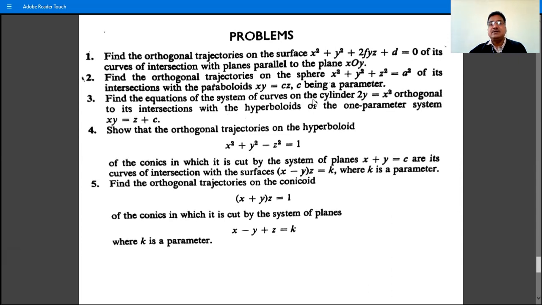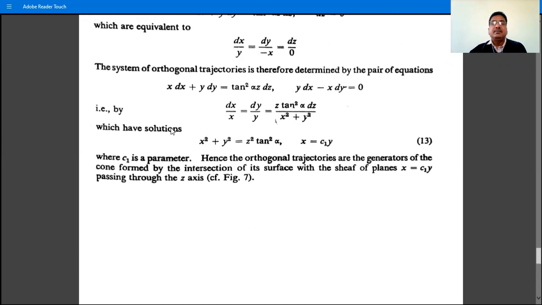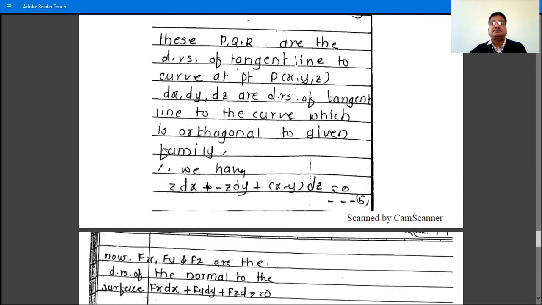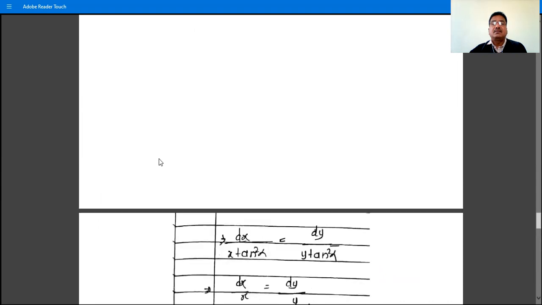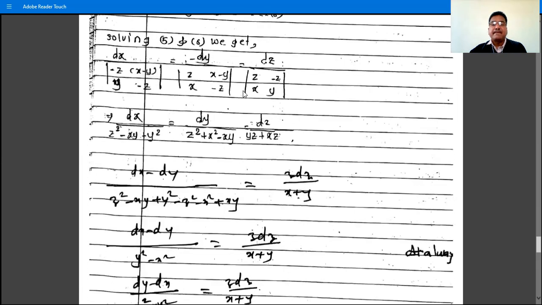Find the next example. Find the equation of the system of curves on the cylinder 2y is equal to x square, orthogonal to its intersection with the one parameter system of hyperboloids xy is equal to z plus c. So this example and the previous example. Show that the orthogonal trajectories of the hyperboloid x square plus y square minus z square is equal to 1.